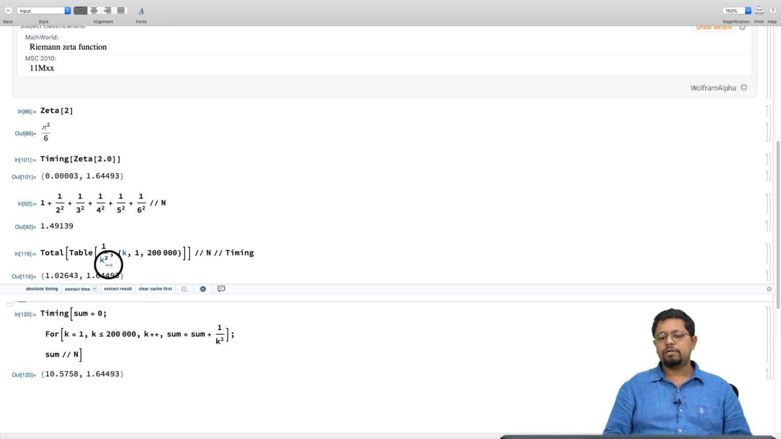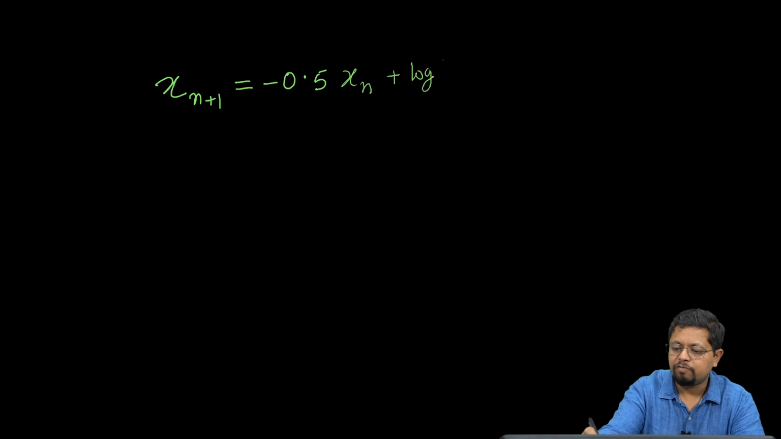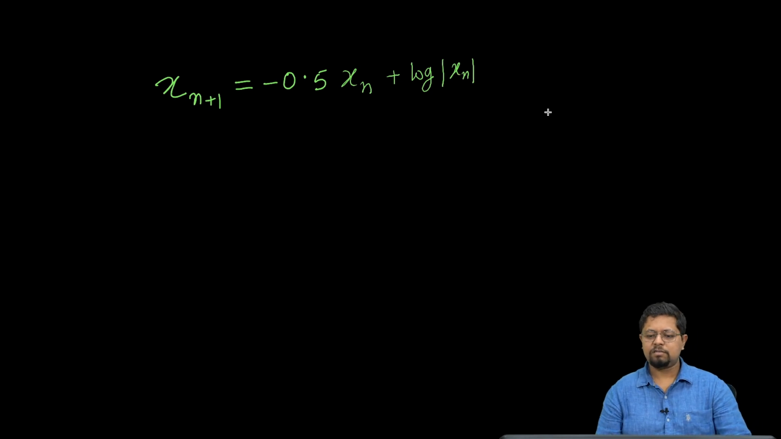Now let's take an example where the Table command is not going to work, and you really need to use a for loop. So here's an example. Suppose I need to solve this difference equation, x of n plus 1 equals 0.5 minus 0.5 x n plus log of mod x n. Let's just take this difference equation.